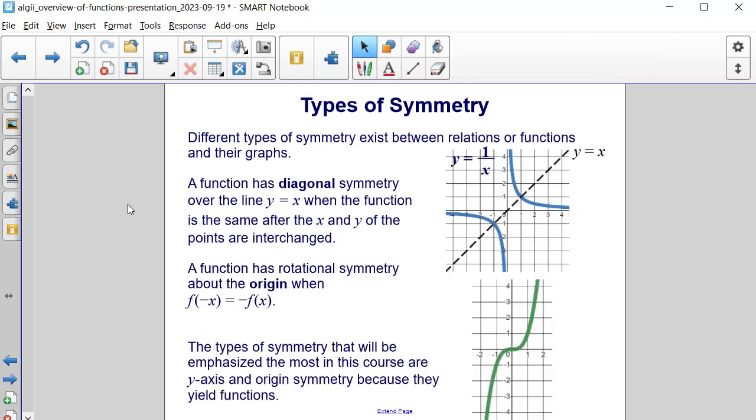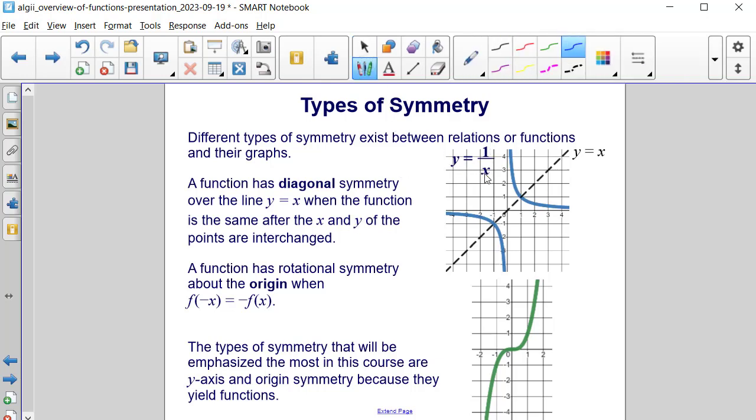A function has diagonal symmetry over the line y equals x when the function is the same after the x and y points are changed. So for example, when y is equal to 1 over x, we have the point 1, 1. And when you switch those coordinates around, you will get the same exact point.